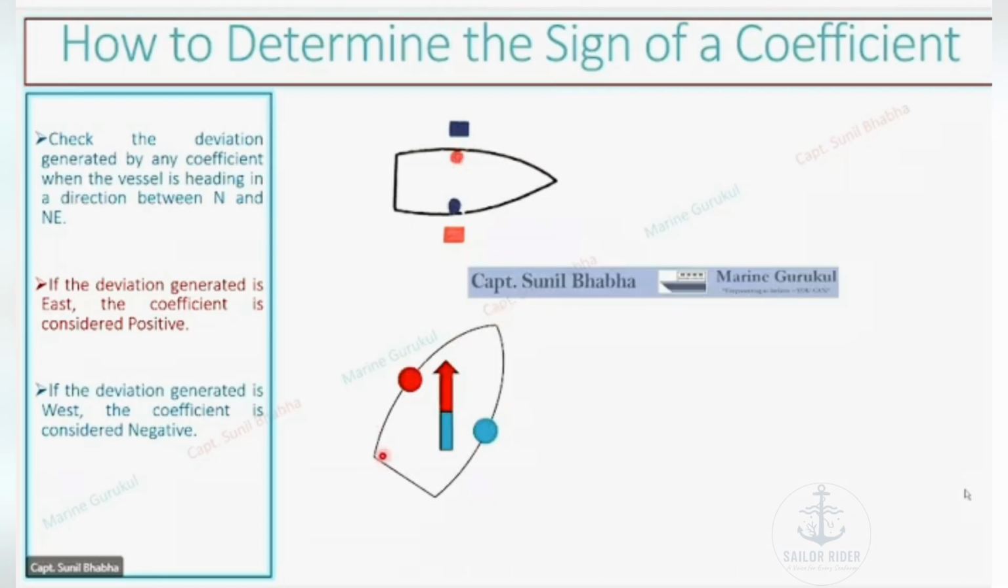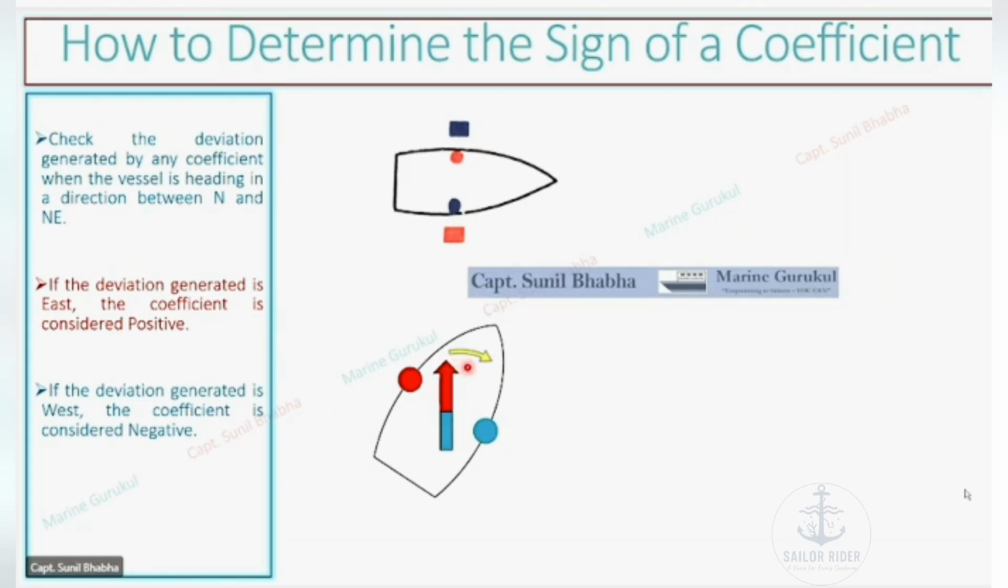Now let's take the ship on a heading between north and northeast. You see the ship heading in a direction between north and northeast. We have the compass needle present here. There is a blue pole on the starboard beam, and there is a red pole on the port beam. Now you can clearly see the red pole on the port beam is going to repel the red end of the compass needle. Likewise, the blue pole on the starboard beam is going to repel the blue end of the compass needle, turning it clockwise or generating easterly deviation.